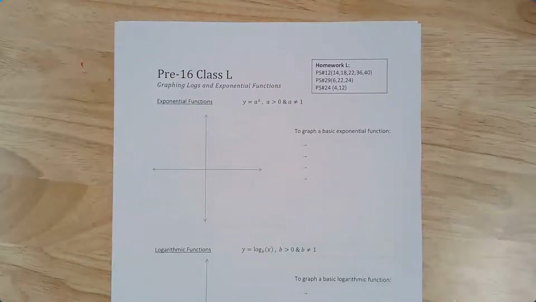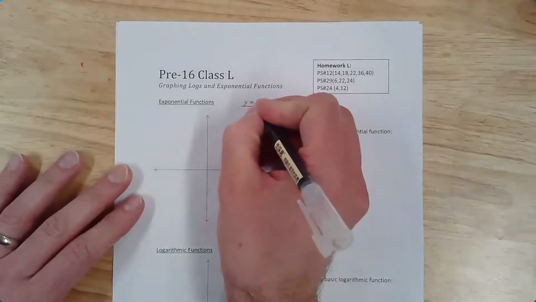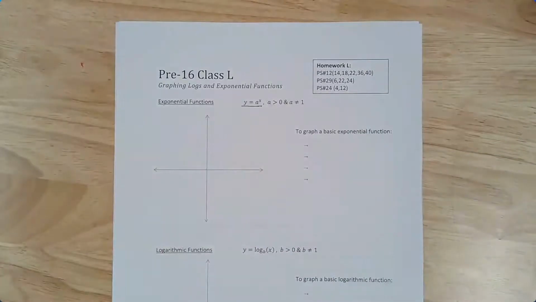So, exponential functions. There's a few things to think about when you're graphing an exponential function. First of all, to be an exponential function, it should look like this: some number raised to the x power. It's exponential because the variable x is in the exponent.